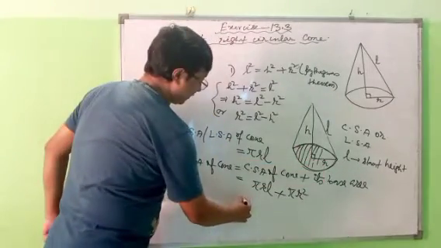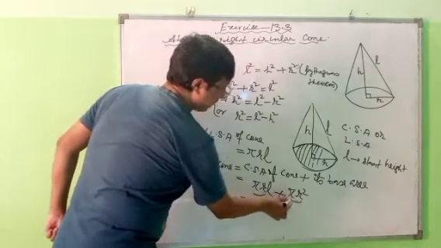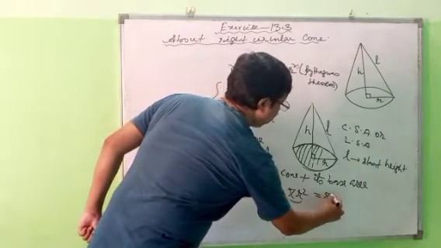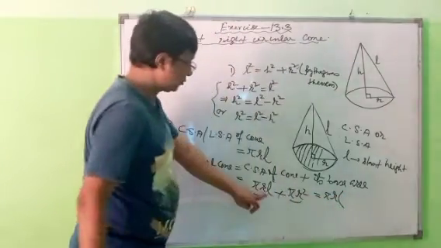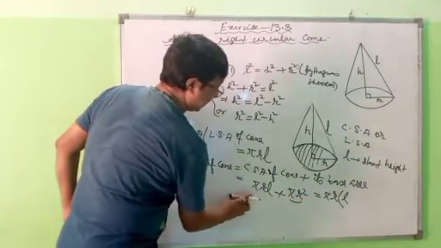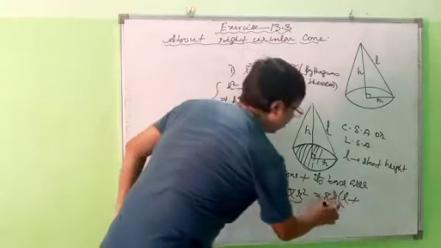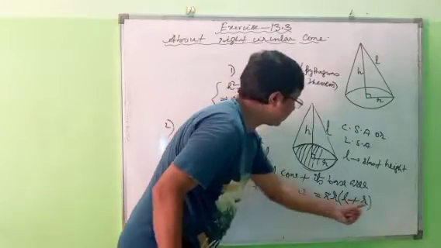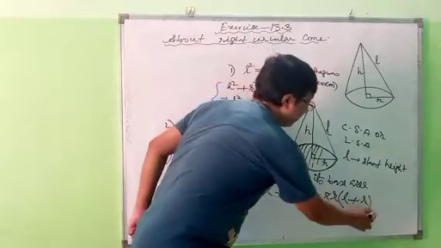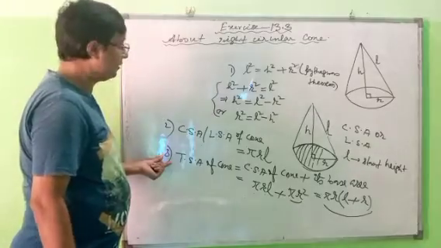Now you take the common factor on these two sides. There is pi r in both, so you take pi r common. Here you will get pi r into L, so pi r L, plus pi r square, which is pi r into r. That means pi r into (L plus r). This is the formula for the total surface area of the cone. So this one is formula number 3.